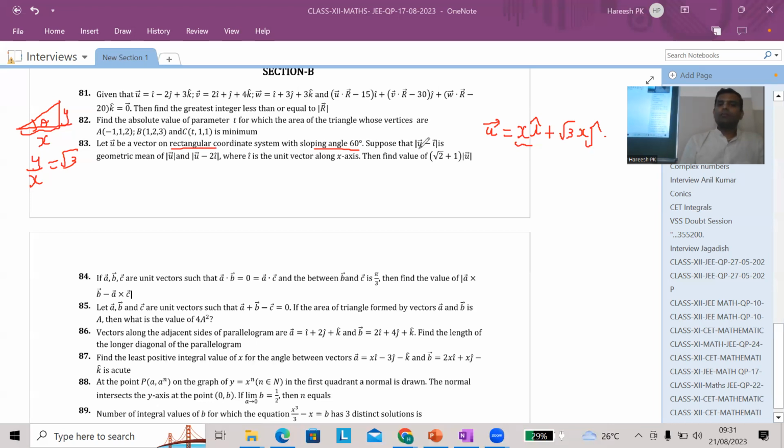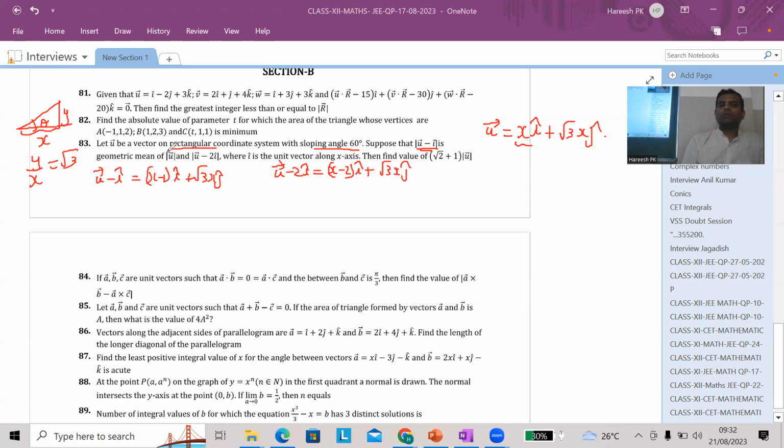They are saying mod of u minus i cap. So what is u minus i cap? It is x minus 1 i cap plus root 3 x j cap. Now they are saying this is the geometric mean of mod u and mod of u minus 2i. So what is u minus 2i? It's x minus 2 i cap plus root 3 x j cap.